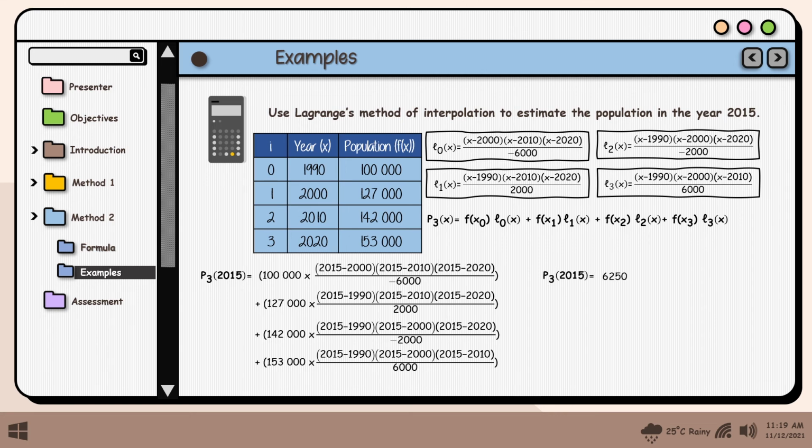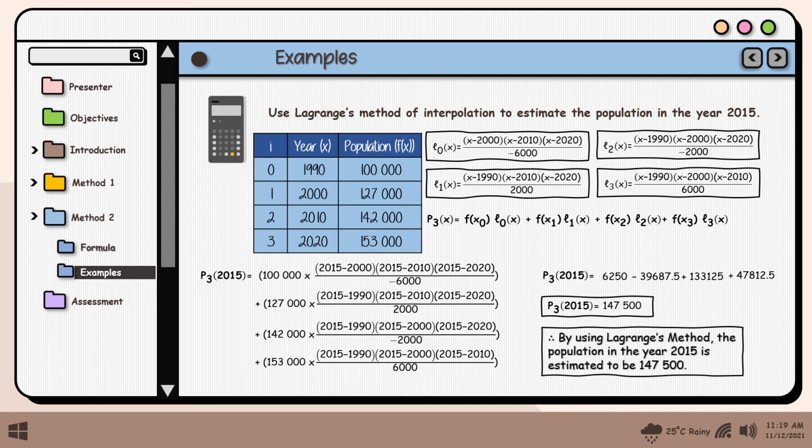To simplify it, we have P sub 3 of 2015 is equal to 6,250 minus 39,687.5 plus 133,125 plus 47,812.5. And we have our final answer. By using Lagrange's method, the population in the year 2015 is estimated to be 147,500.